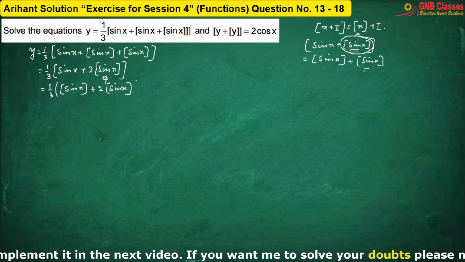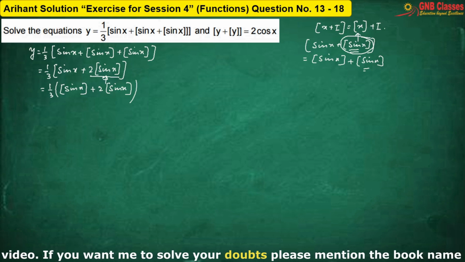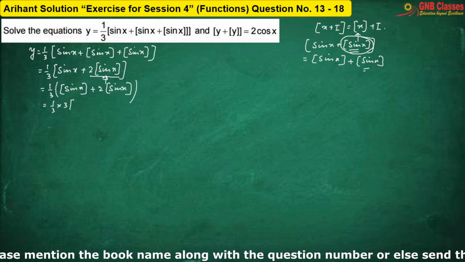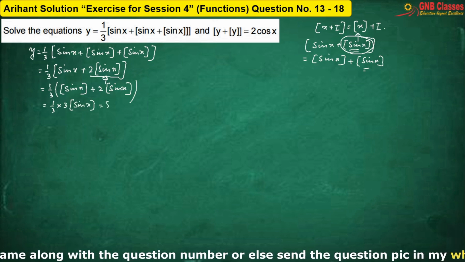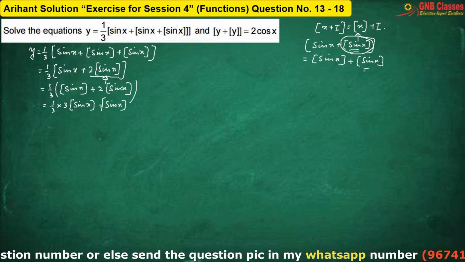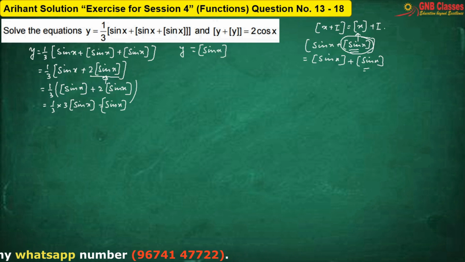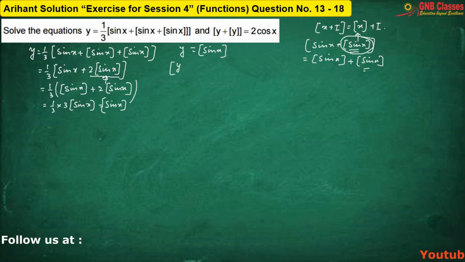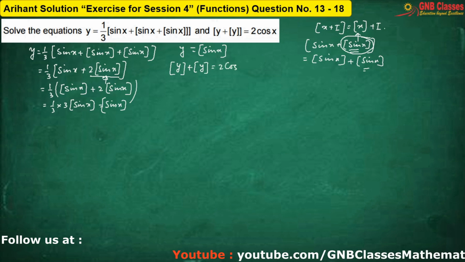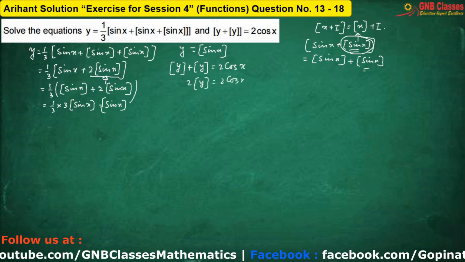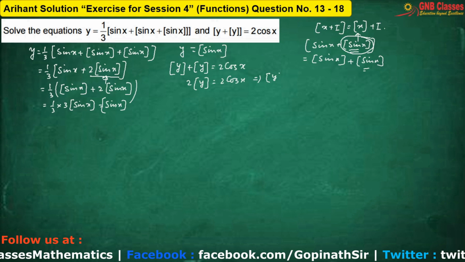Is it clear or not? Since this is an integer, I have separated it out. So it can be written as 1/3 into 3 times [sin x], which is nothing but [sin x]. So from the first equation we got that y is nothing but [sin x]. Is it clear? Now from the second one we are getting, with a similar reason, we can write [y] plus [y] will be equal to 2 cos x. Therefore 2[y] will be 2 cos x, which implies [y] will be equal to cos x.